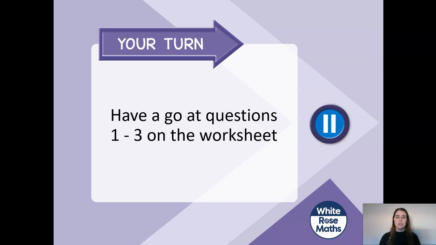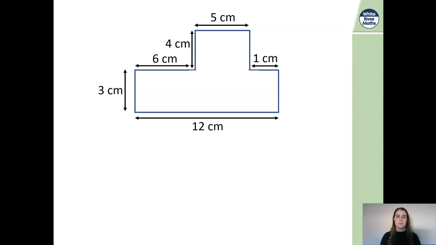Now I'd like you to have a go at doing questions 1 to 3 on your worksheet. So here we have another compound shape, and the majority of the measurements have been given to us. What we can do is split this now into our two separate shapes in order to work out the two separate areas. I'm going to label them as A and B to make it easier.